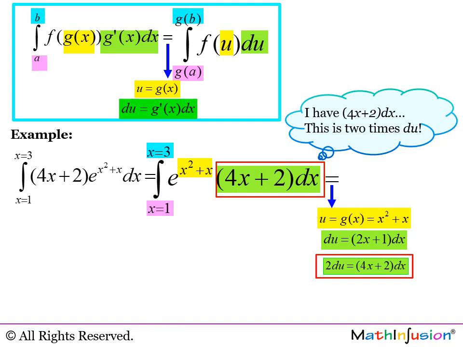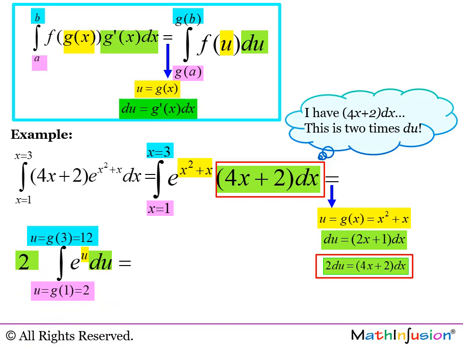Okay, now let's focus on that. When x is 1, u is 1 to the power of 2 plus 1, which is 2. And when x is 3, u is 3 to the power of 2, which is 9, plus 3, which is 12.